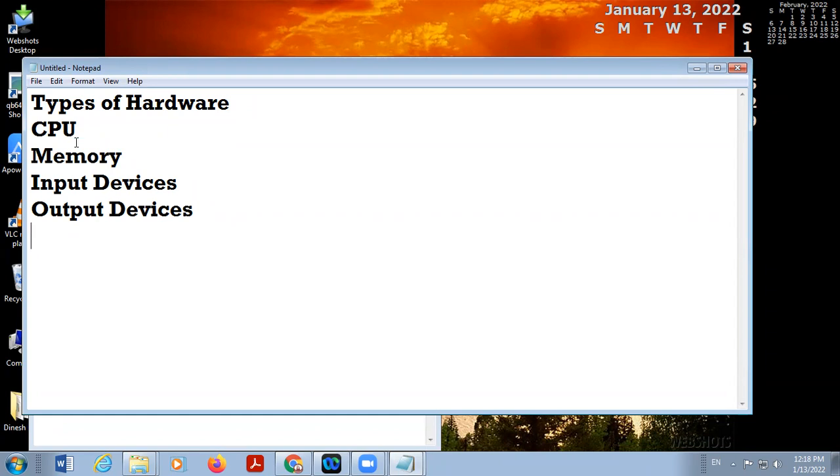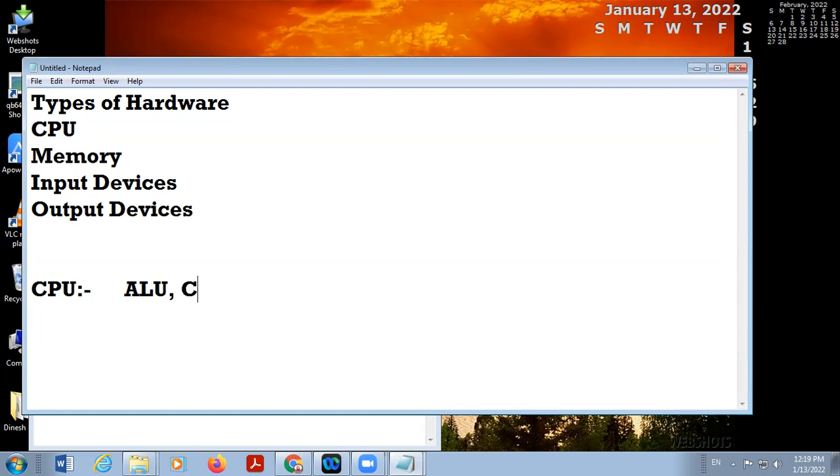And when we discuss your CPU, we know that its full form is Central Processing Unit. This is the main part of your computer system, which is responsible for doing all types of operations. So the CPU is further divided into three parts. First is ALU. ALU stands for Arithmetic and Logic Unit. In this, all the arithmetical and logical calculations are done.